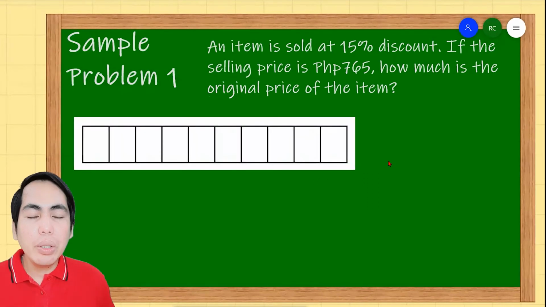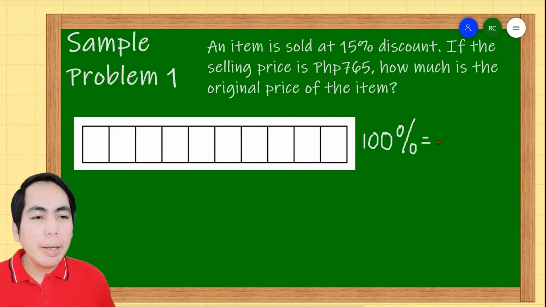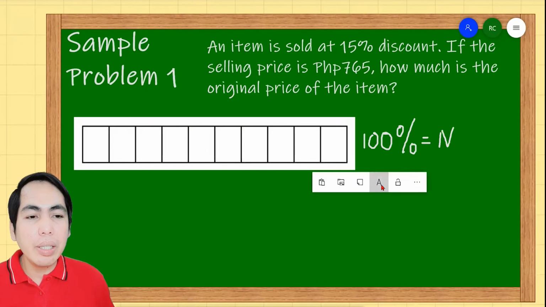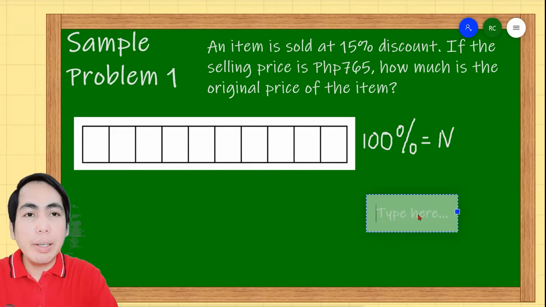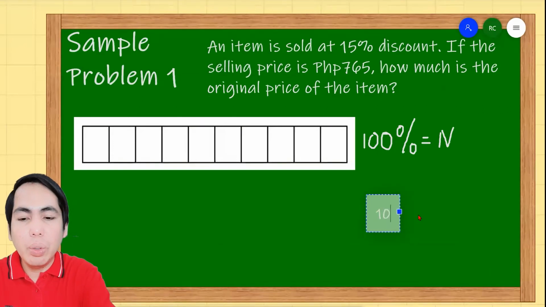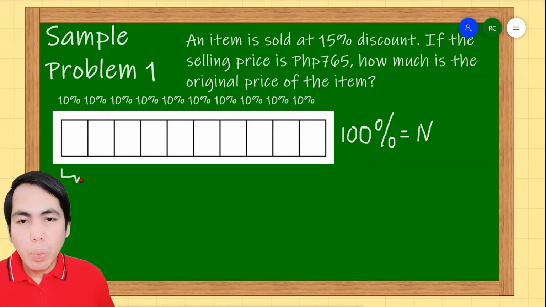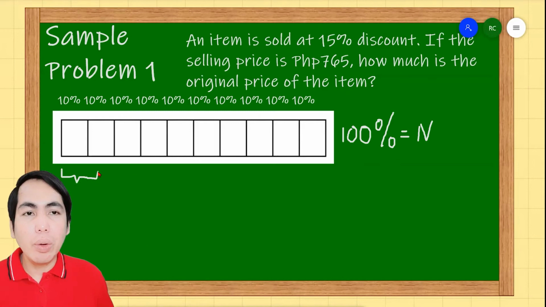First, we are going to represent this whole block as the original price, which is unknown. So this n, or the unknown, is equivalent to 100%. Now, since the whole block is divided equally into 10 equal parts, each unit or part is equivalent to 10%. So the 15% is equivalent to 1.5 units or parts.